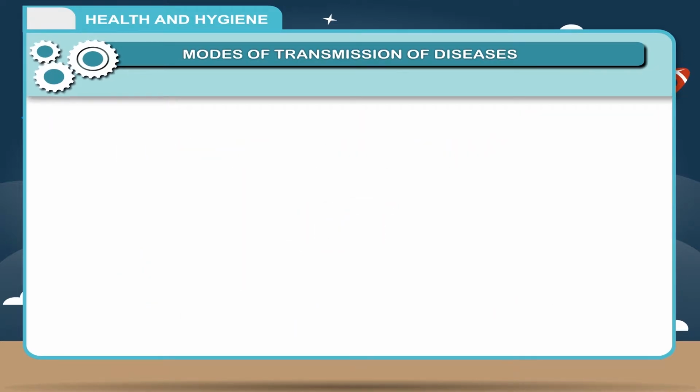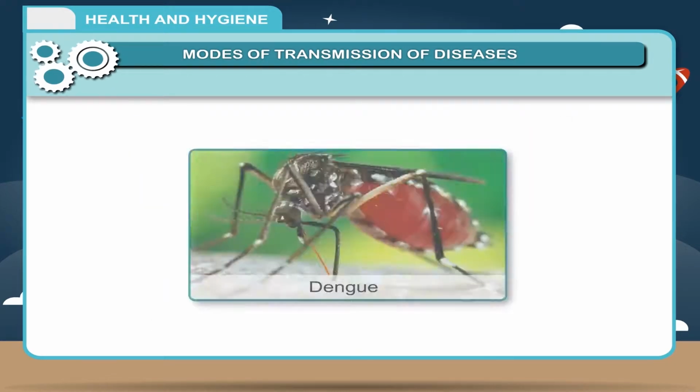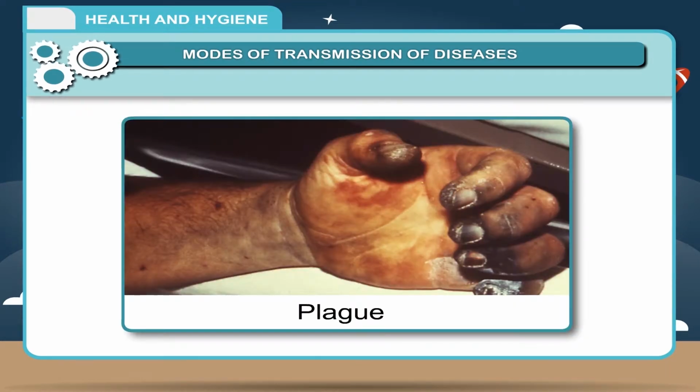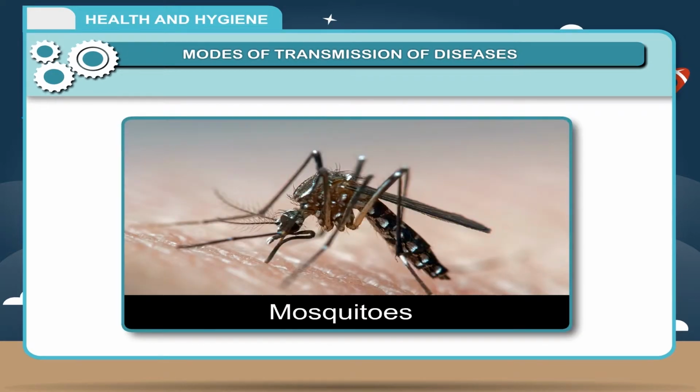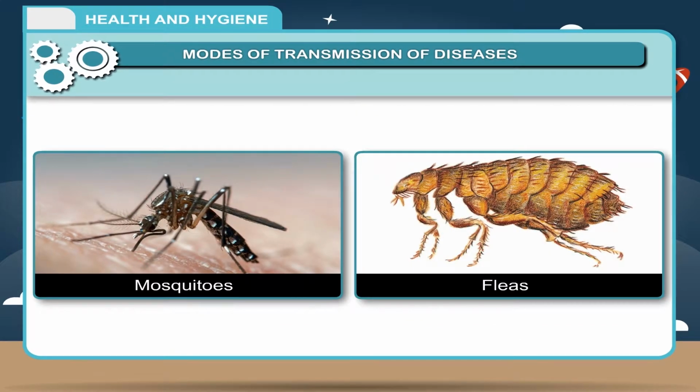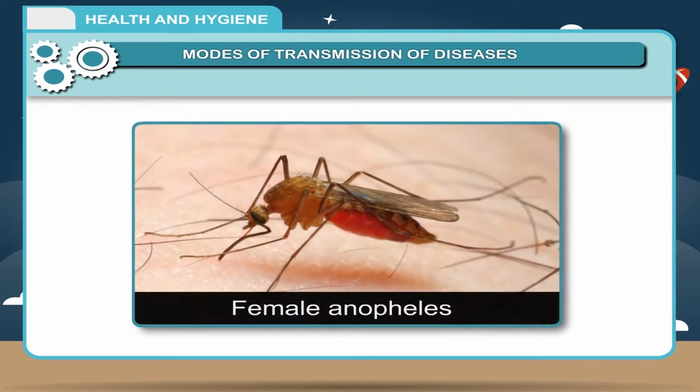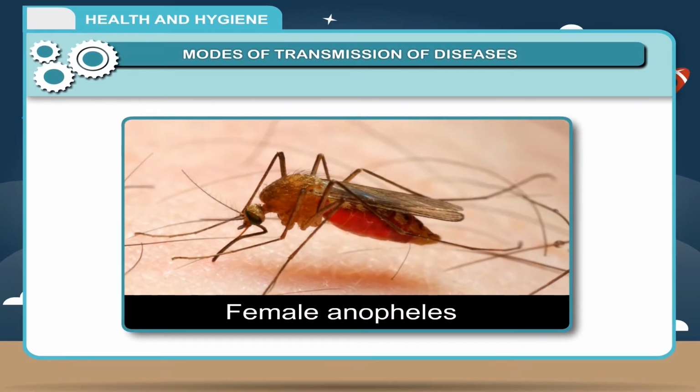Insects. Diseases like malaria, dengue, and plague spread through insects. Insects like mosquitoes and fleas spread these diseases. Female Anopheles mosquitoes cause malaria in human beings.